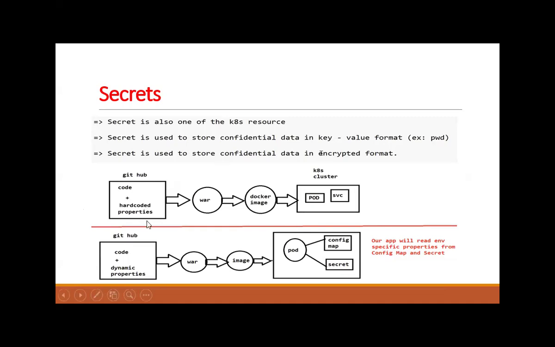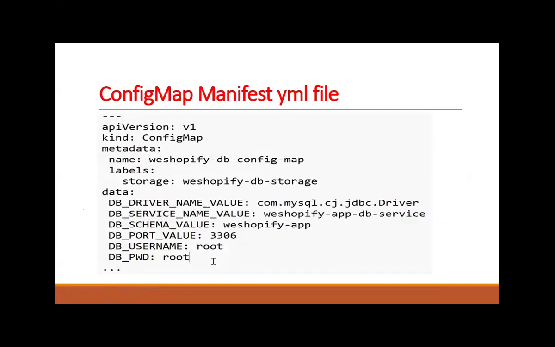So this is the GitHub code and hard-coded properties in the Docker image, and the Kubernetes cluster pod and service. With a config map and secret, the pod gets dynamic properties. The config manifest file: apiVersion, kind equal to ConfigMap, metadata name equal to vShopify DB config map, label equal to vShopify DB storage. Data: DB driver name value, DB service name value, DB schema name value, DB port value, DB username value, DB password value.